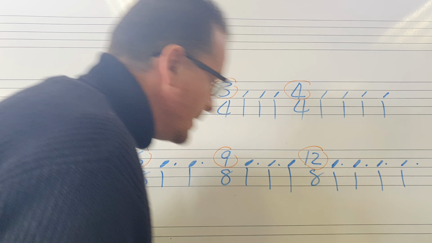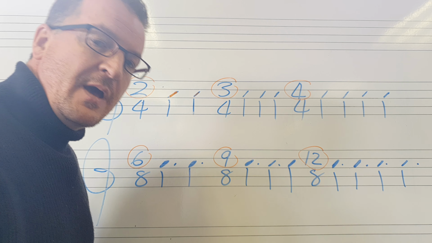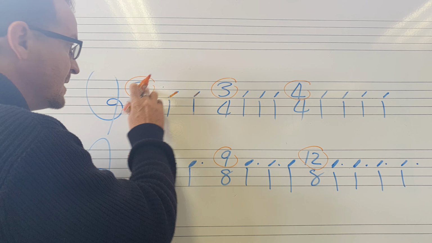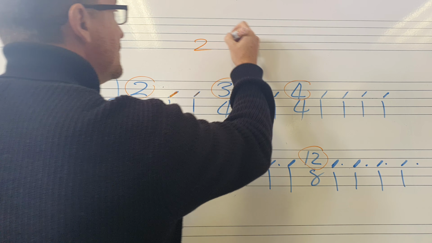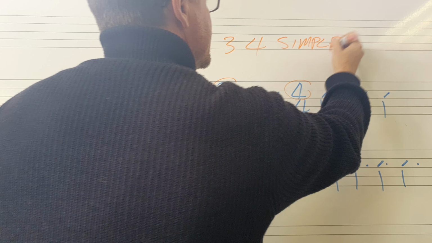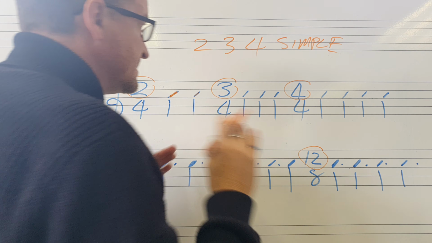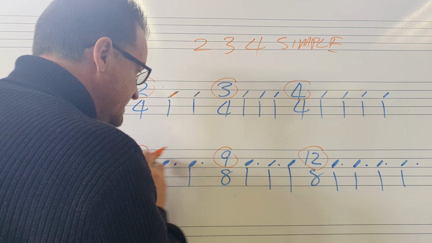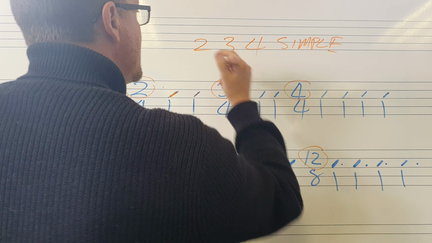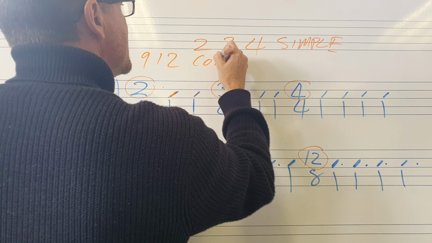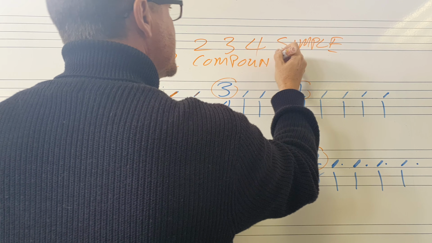Okay, so let's go back one step. How do we know if a time signature is simple? The top number is 2, 3, or 4. That is a simple time signature. Done and dusted, you don't have to question it. It's a simple time signature. How do we know if it's a compound time signature? It's got 6, 9, or 12 on the top of the time signature. So 6, 9, or 12, that makes it compound.